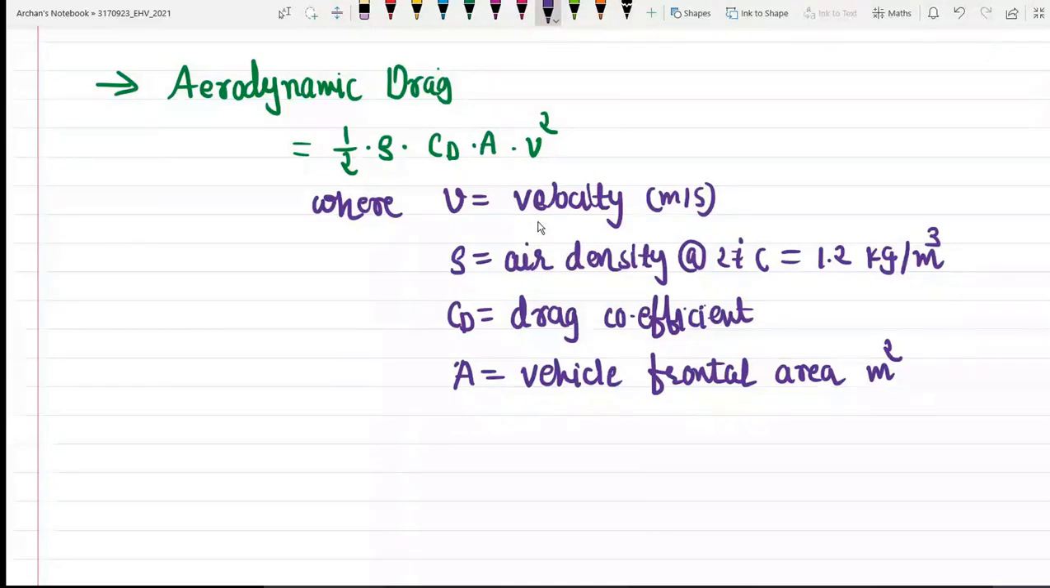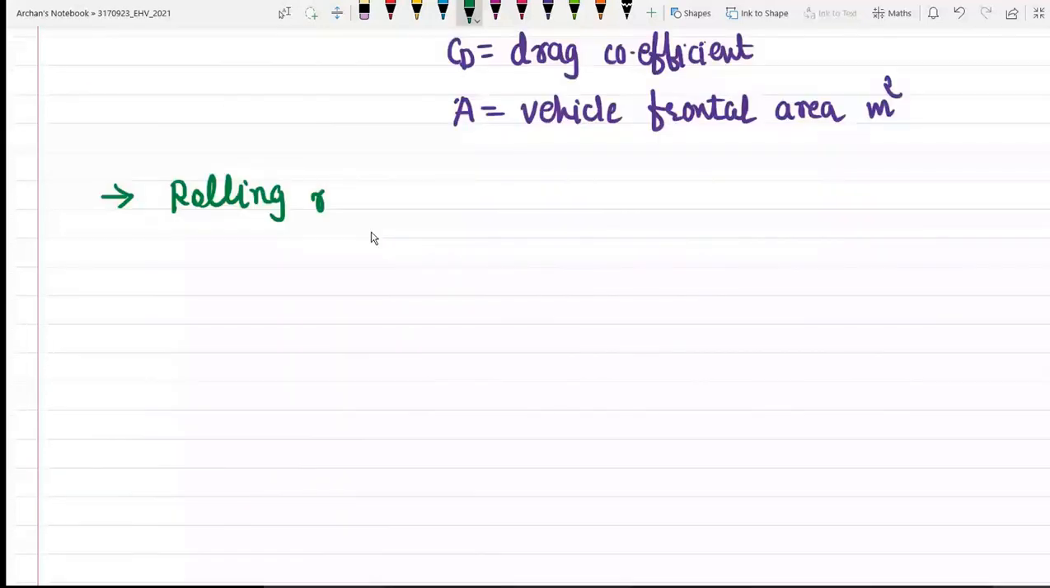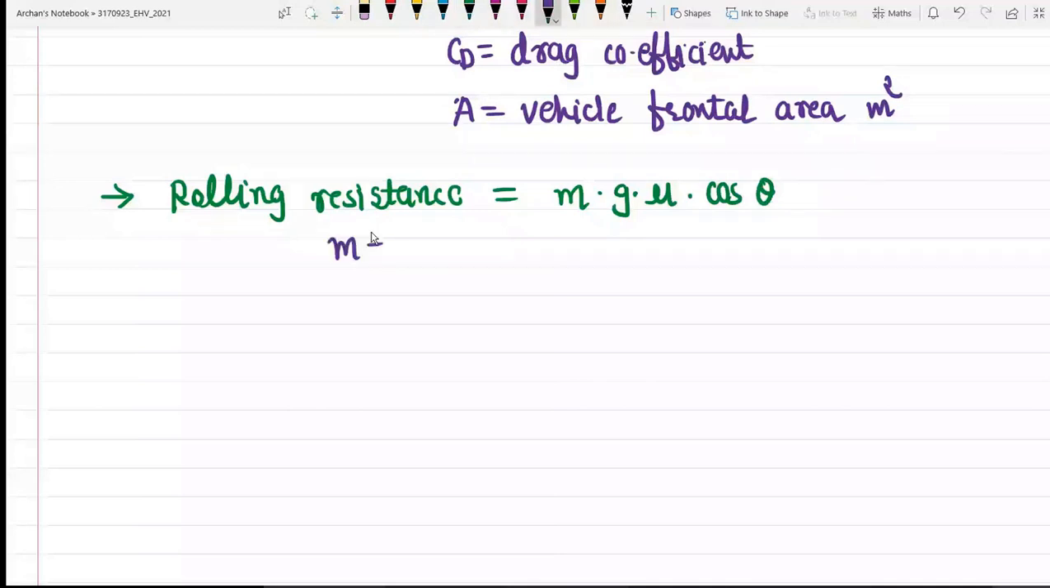Then let us consider the second force which again opposes the movement of the vehicle, and it is known as rolling resistance. This rolling resistance is given by mg mu into cos theta, where m is nothing but the permissible load, or you can say gross vehicle weight, the permissible load in kg.